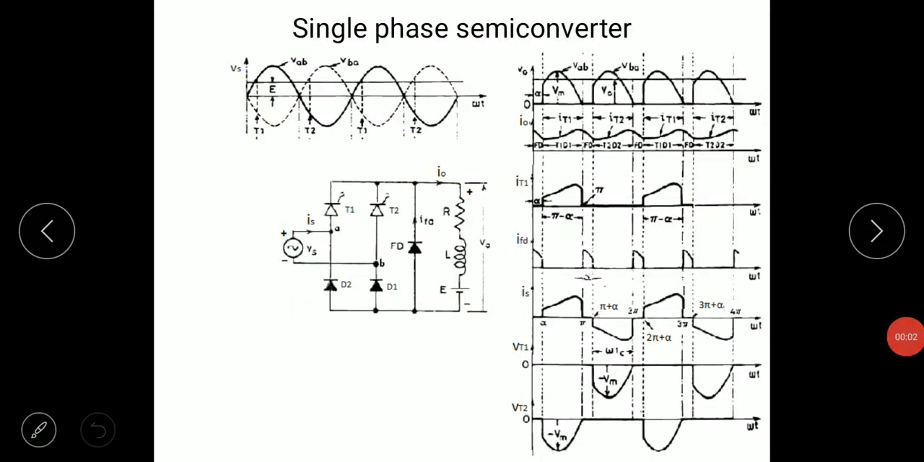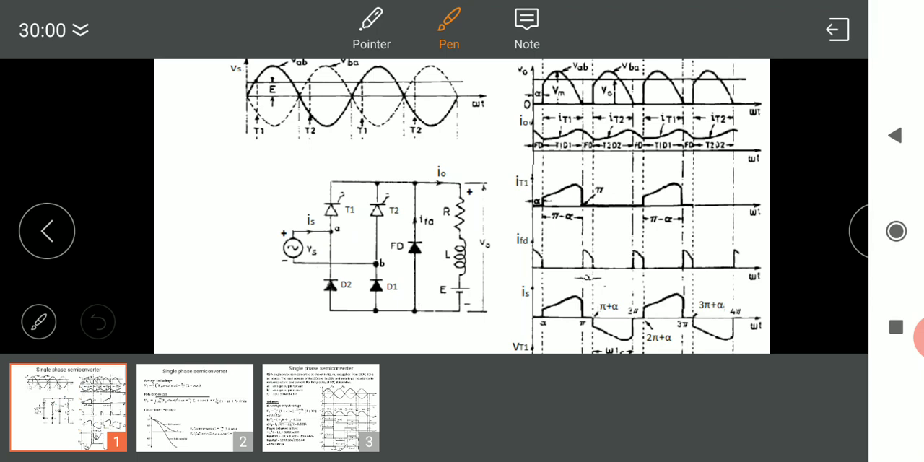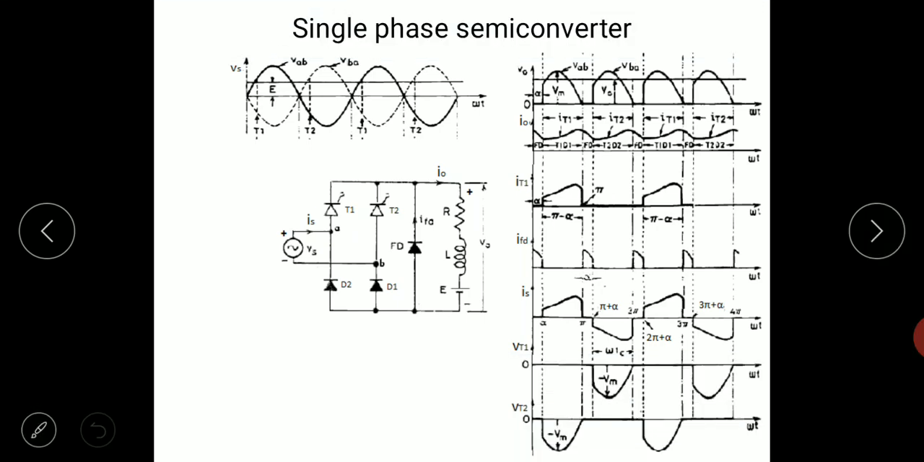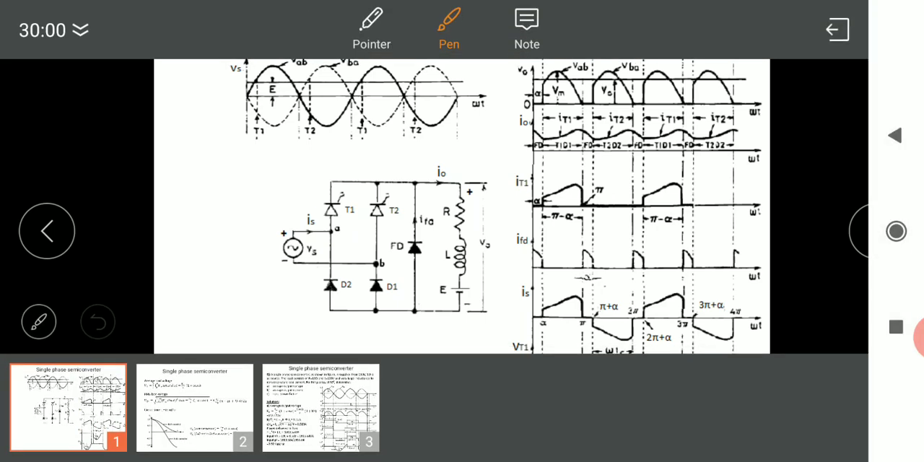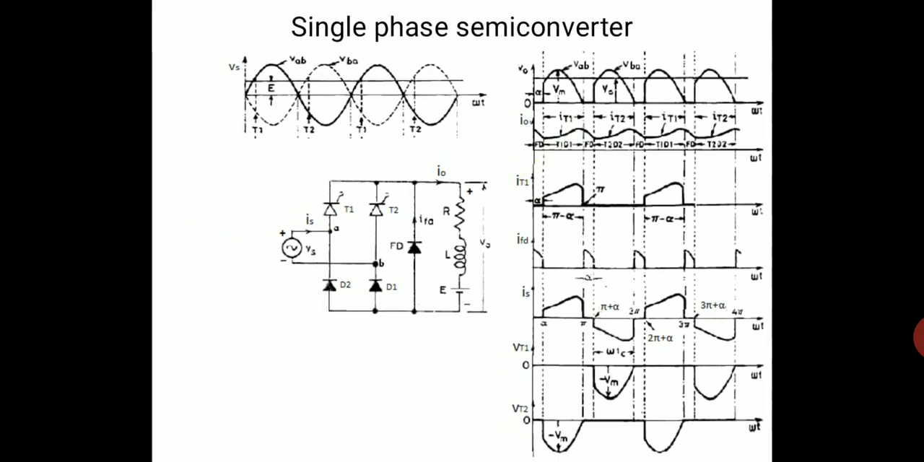Good morning. Here in this session, we will discuss a single phase semi converter. This single phase semi converter is also called a half controlled converter. We can either call it a semi converter or a half controlled converter as well. As the name suggests, there will be half the number of switching devices.